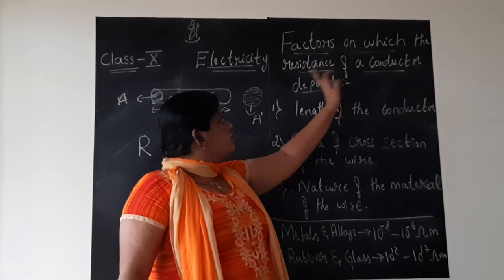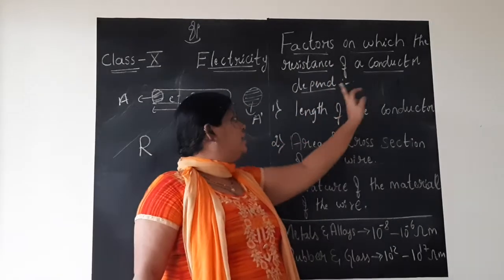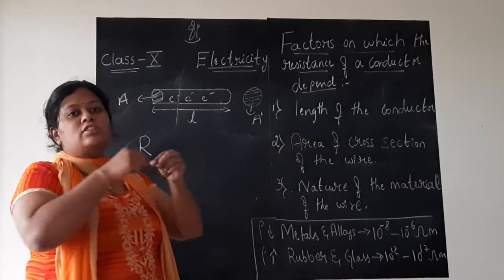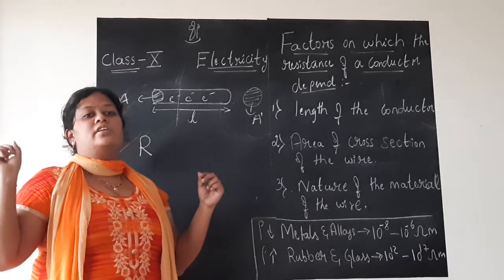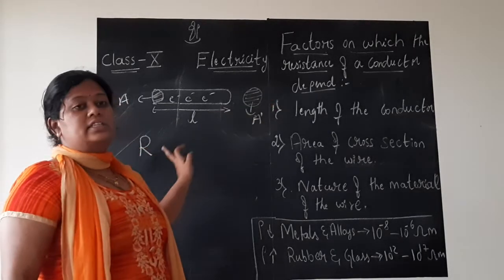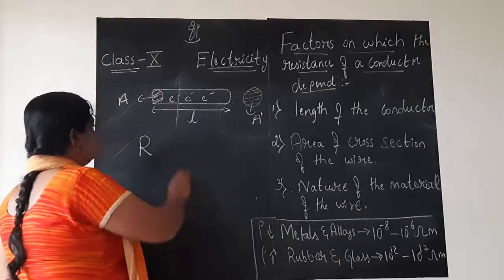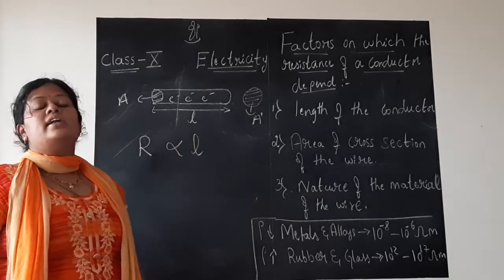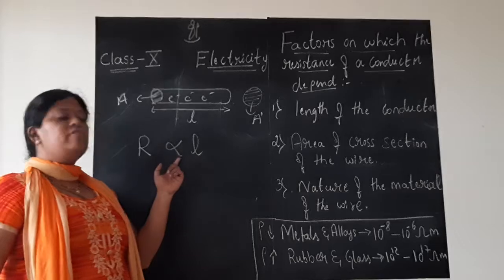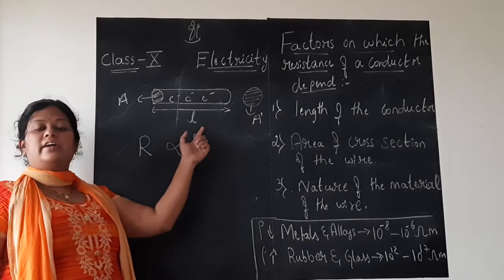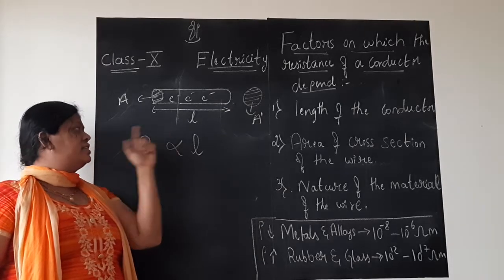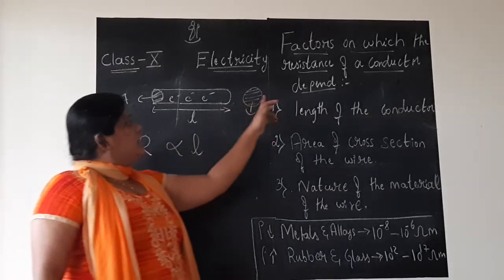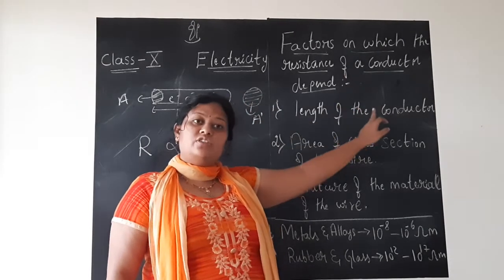So, the factors on which the resistance of a conductor depends are, first, the length of the conductor. How does resistance vary with respect to its length? Resistance is directly proportional to the length of the conductor. You know the meaning of directly proportional. If the length of the conductor increases, resistance also increases. If the length decreases, its resistance also decreases. So it depends on the length of the conductor.